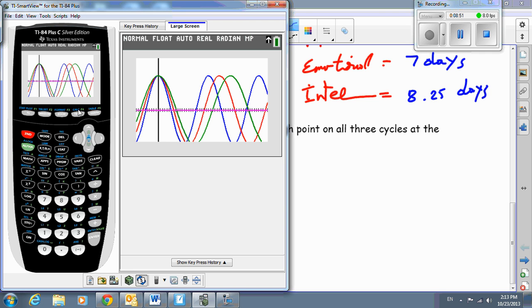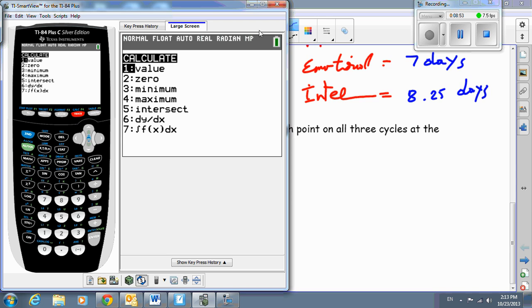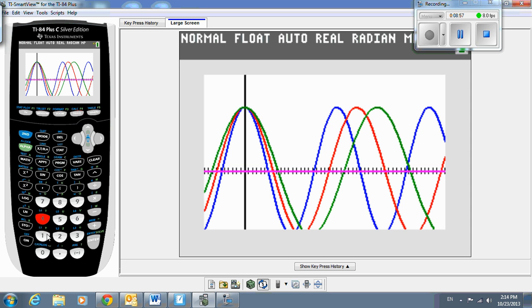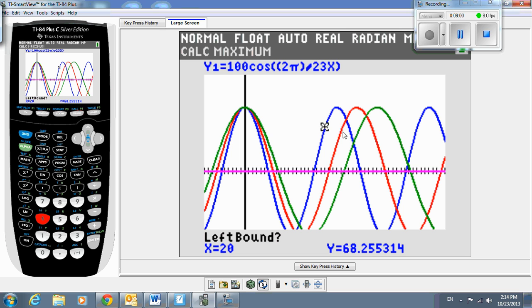So I will do second trace. After doing second trace, I'm looking for a maximum, so I'll put 4. It's blinking on the blue graph, so that's the one I want. If not, I can always change it. If I press my up and down button, it will change it to any other graph. So I will just do the physical. Now I will do the last one, meaning the green one. Every time I press down, it moves to the next graph.